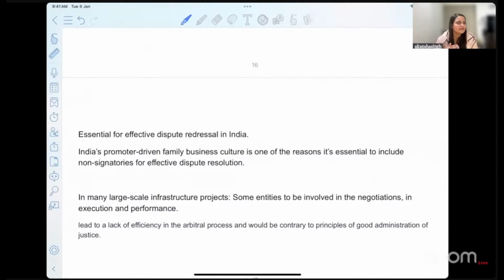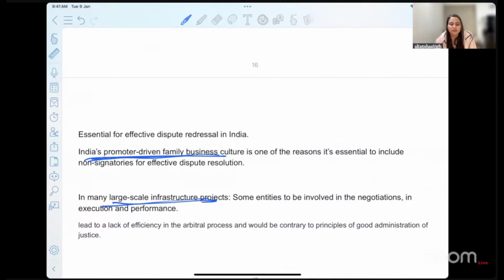Yes, to bring efficiency. Then I have just mentioned pointers here which must be there in your answer, that India is a country where we have promoter-driven family businesses. So we have this case also wherein you will find that the members of the family are only there, who are part of different organizations and then different companies, and then they are contracting with each other.